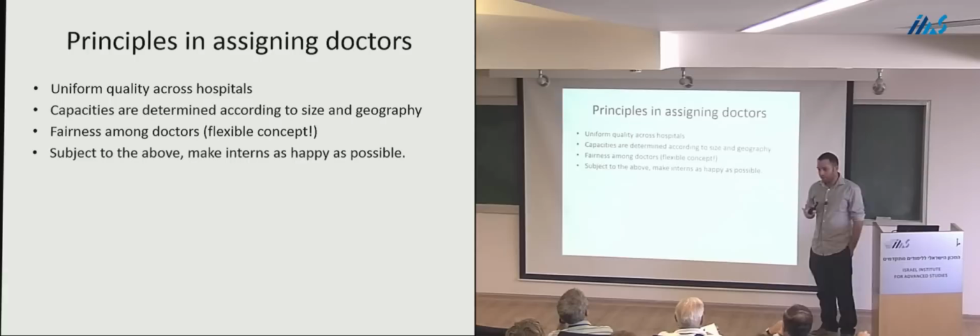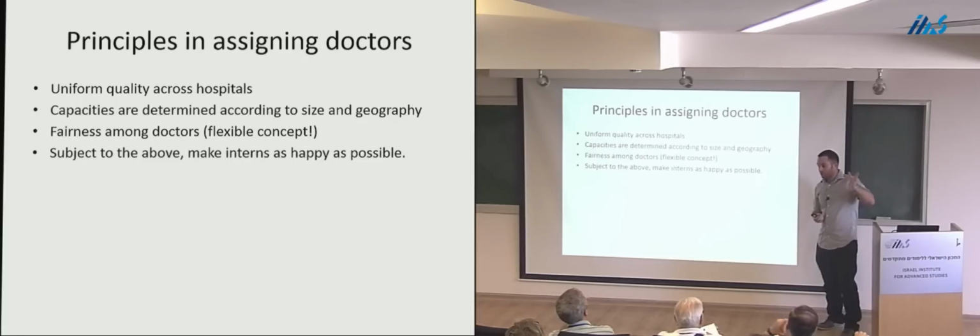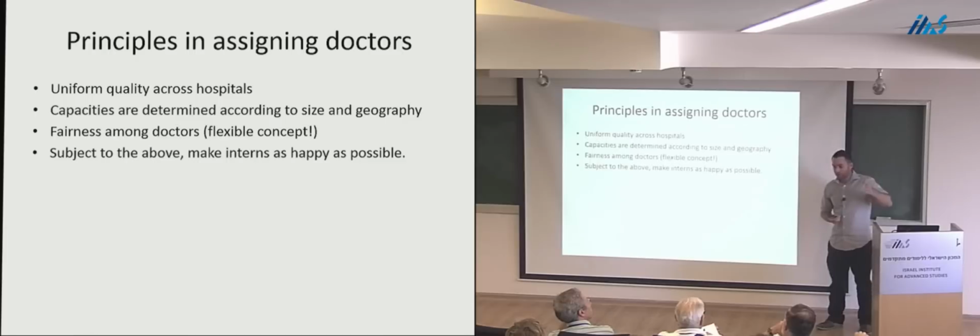We are determining the capacities. We are now in the role of the state. We're determining the capacities according to size and according to geography. We want to compensate hospitals that are far away because usually they have some problem in recruiting expert doctors, people who already finished their long track. So we want to compensate them by giving them a bit more interns.